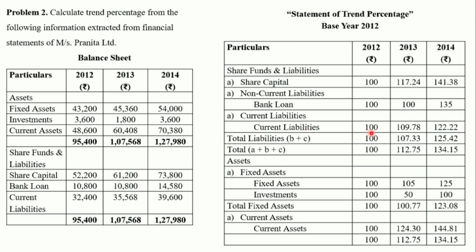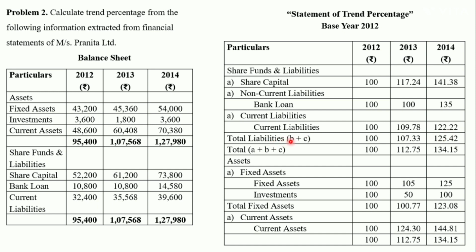Now current liability. Current liability, again base year is 2012, that's why 100. Then the trend ratio for 2013 for current liability is 35,568 divided by base year figure 32,400 into 100. That will give 109.78. Similarly, for 2014, 39,600 divided by 32,400 into 100. That will give 122.22.